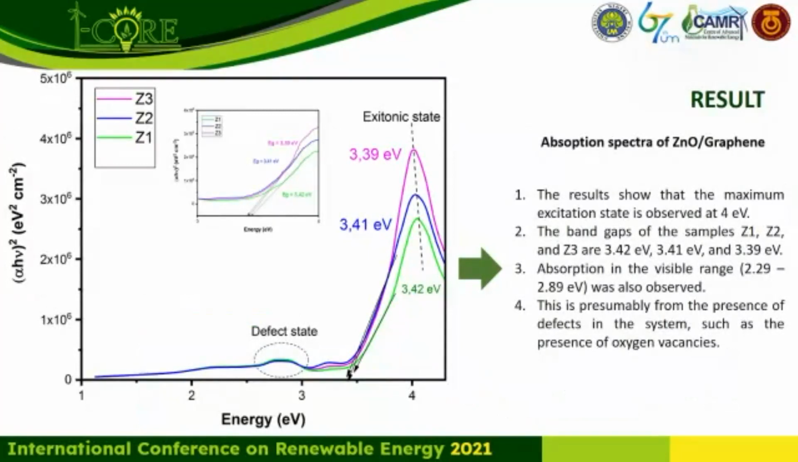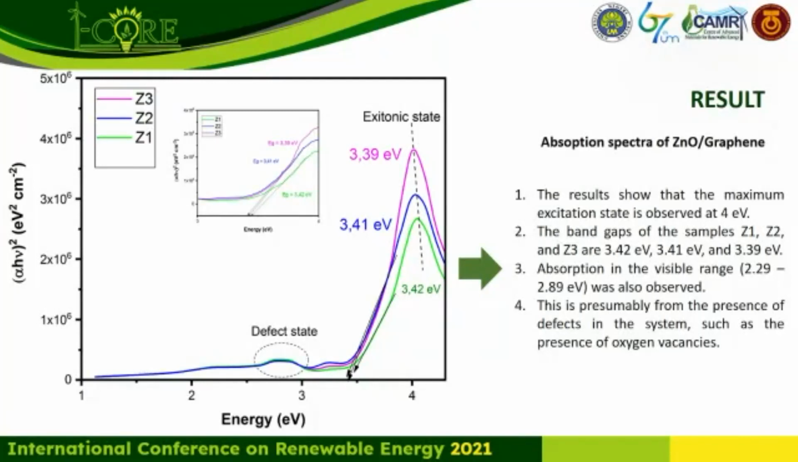The next is the result. This result explains the absorption spectra of ZnO graphene with variation in concentration. These results show that the maximum excitation state is observed at 4 electron volts.